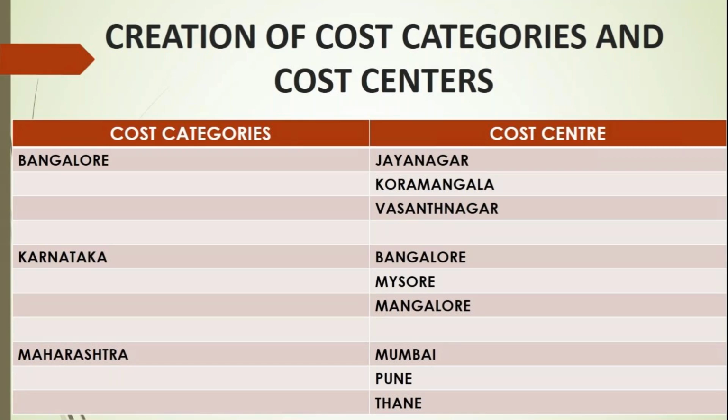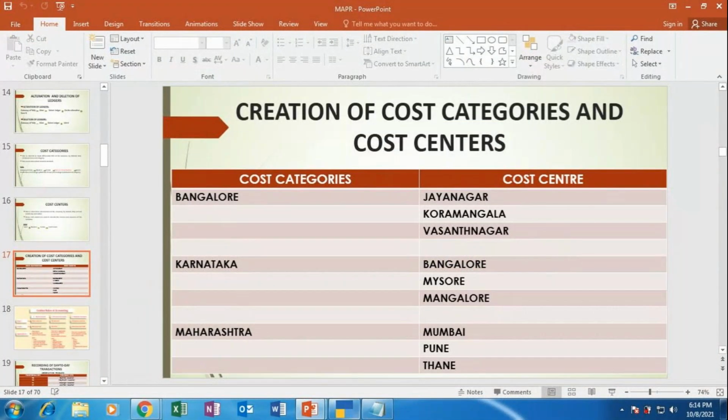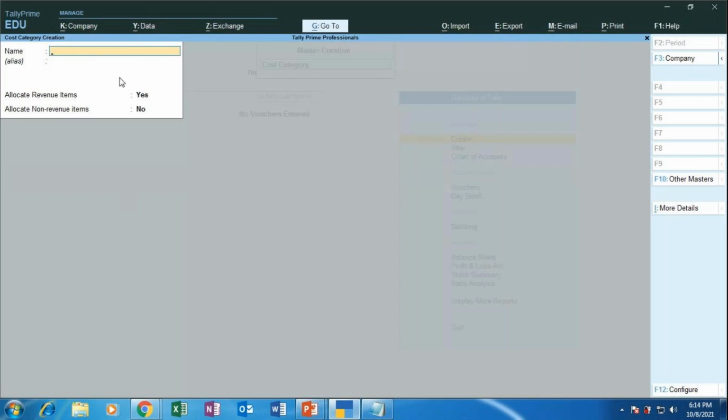So let's go. First we have to create the cost categories. We have three cost categories here: Bangalore, Karnataka, Maharashtra. First we create these three, and then we create the cost centers. Okay, so how can we go about it? Coming back to the Tally screen, we have the cost category creation window.